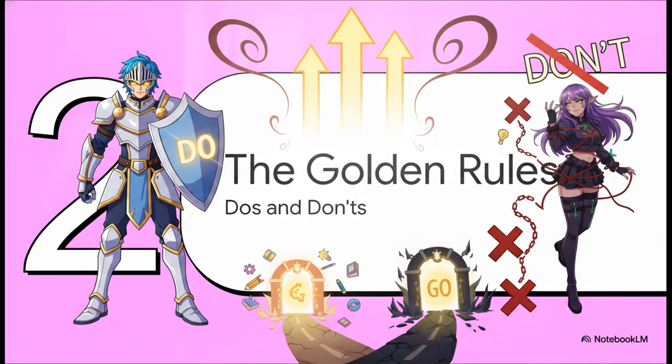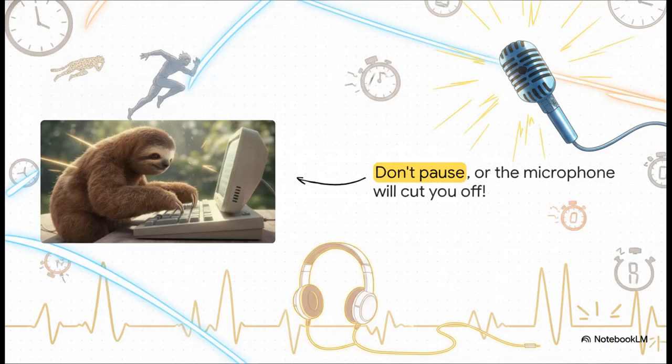Moving right along to Section 2, the golden rules, do's and don'ts. These are your rapid-fire, highly actionable rules to keep you out of the common exam day traps. Rule number 1, don't be a sloth. Do not pause. If you're too slow, or if you just sit there pausing for too long while trying to think of the perfect word, the microphone will automatically cut you off and you'll be forced forward to the next screen. You simply cannot afford dead air. You have to keep the audio flowing the second that mic is hot.